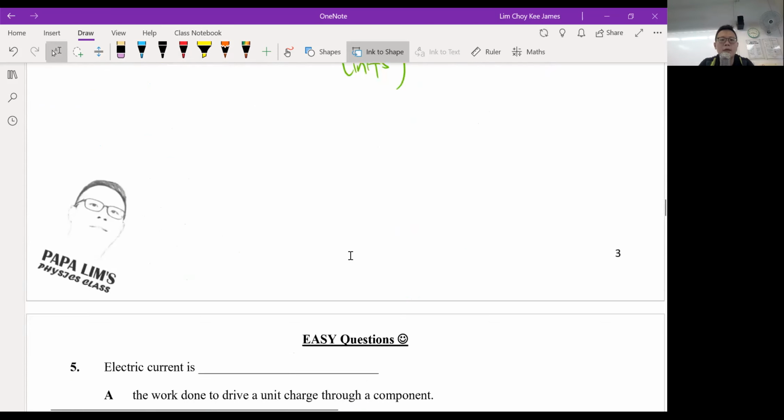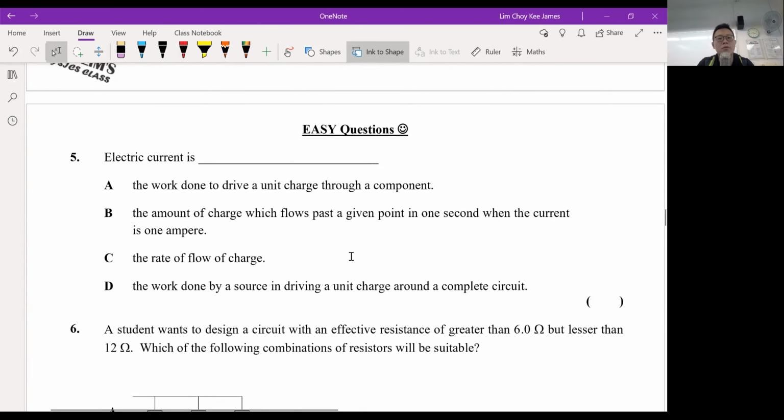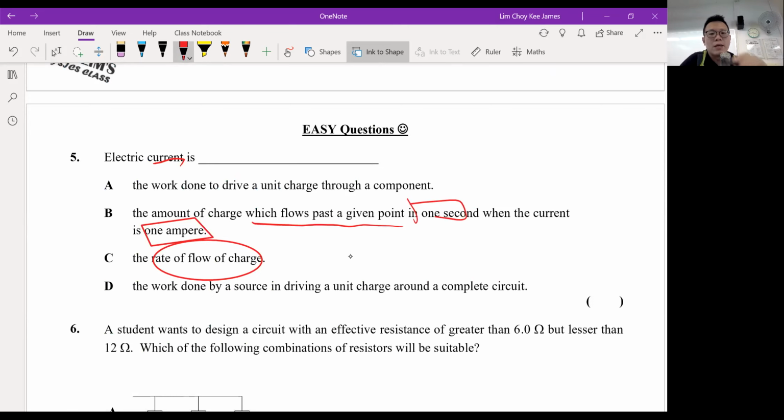Now, then we move on to question 5. If you look at the definitions, the definition of current, current is loosely defined as the rate of flow of charges, the flow of charge per unit time. Some students ask me, hey, how come C is the answer? B seems to be correct also. Now B is actually one of the ways of defining current. But to be exact, B defines a particular type of current, which is a single charge in 1 second.